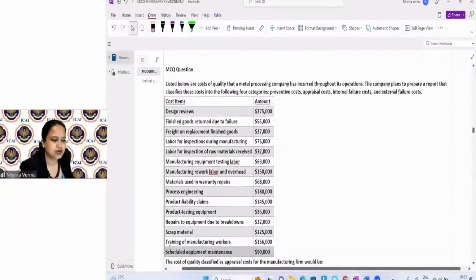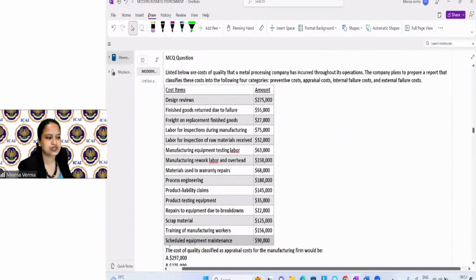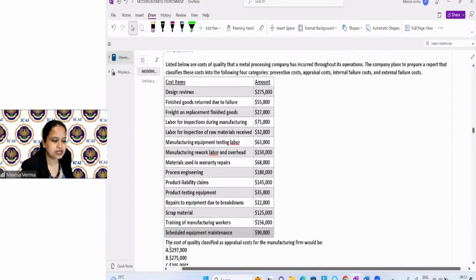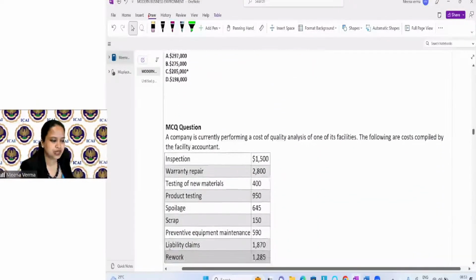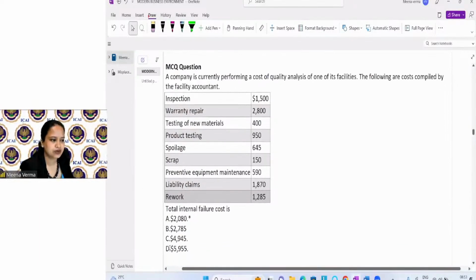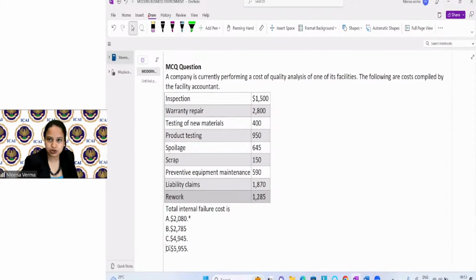Okay, so this is a good question. Here in this question, you have to identify the appraisal cost. Give me 1 minute. Before that, let's take internal failure cost. Here you have to identify the internal failure cost, right? We will do both questions. First, we will find the internal failure cost, and then we will find the external failure cost. Do this question and tell me what is the answer coming here.